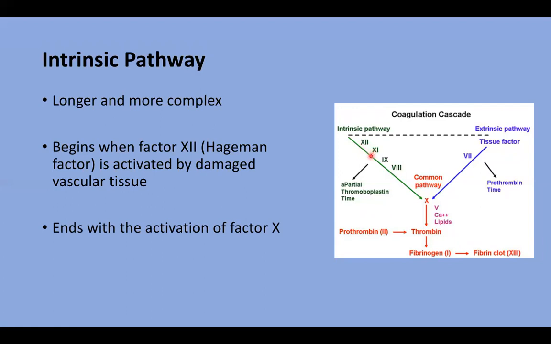Again, it's going to go through several different activations of different clotting factors, but as I said before, the end is going to be the same. It's going to be the activation of clotting factor 10, or clotting factor X. All right, extrinsic: outside damage, tissue factor, factor 10 or factor X. Intrinsic pathway: internal damage, starts with factor 12, ends with factor 10, or factor X.